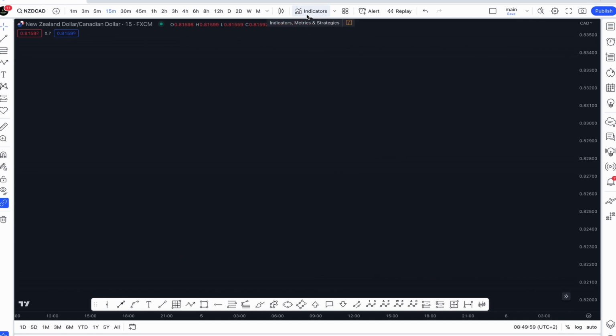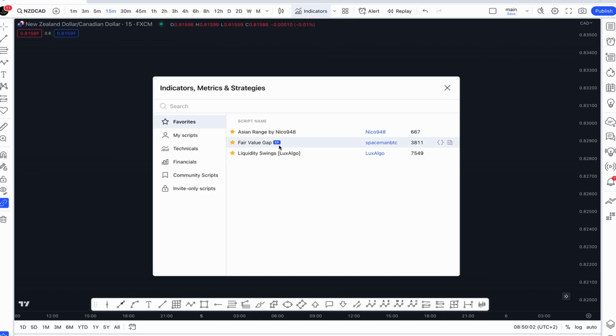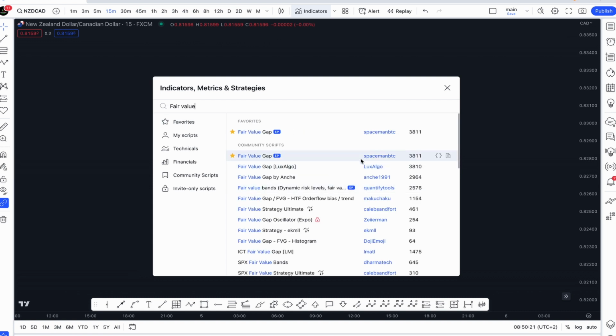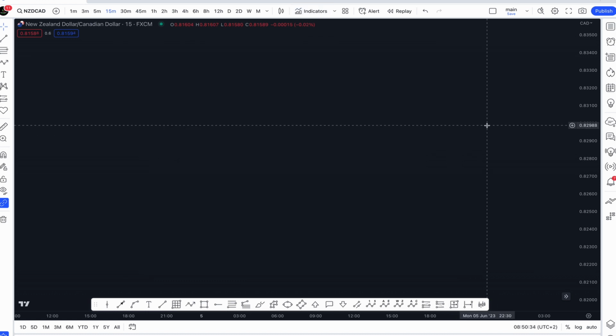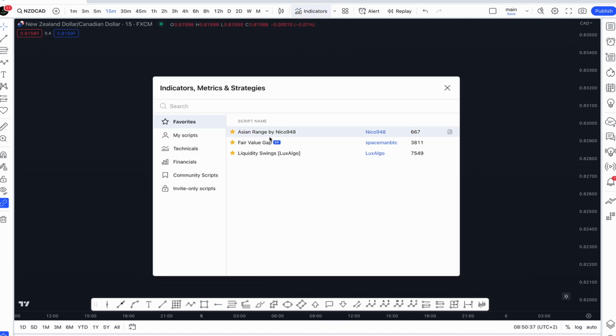You are going to go to the indicator section. From here you will find that the fair value gap is by Spaceman BTC. I think they have been updating this indicator from the previous months. You'll just search fair value gap, and you'll find it here. It is the most used indicator on TradingView, this one here. Then let's put it on the chart and see how it looks so far.